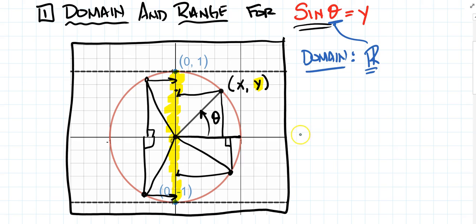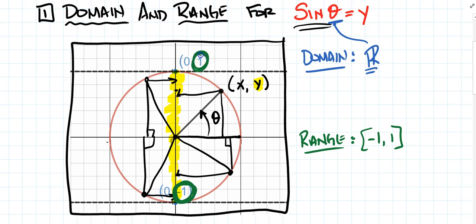The range, however, goes back to the y coordinates, the output values here. The range is between -1 and 1. How do I know that? Because the smallest y value I see on the unit circle is -1, and the biggest y value I see on the unit circle is +1. So the range of the sine function is trapped between -1 and 1, but the domain is all real numbers.